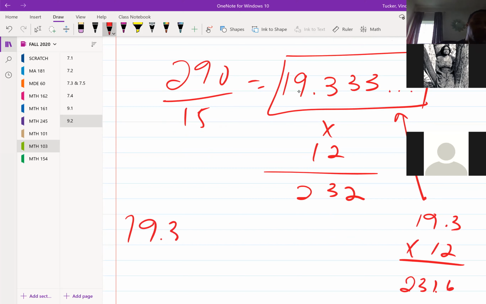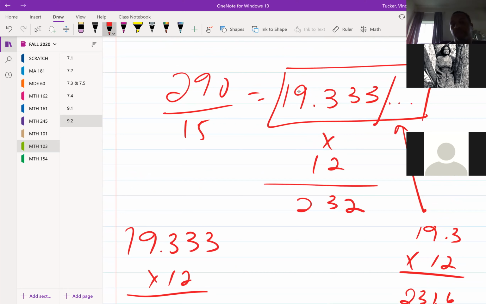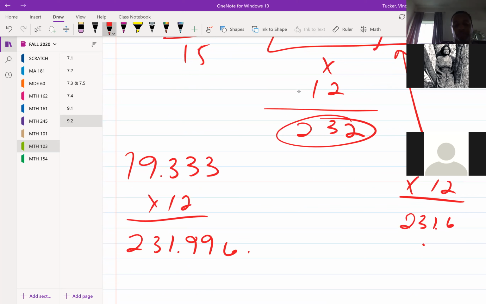If you do 19.333, you get 231.996. See, if you cut off that run-on decimal at any point, when you multiply it times another number, let's say we multiply it times 12, you're not going to get the exact number of 232. You're going to get something close. You see what I mean?